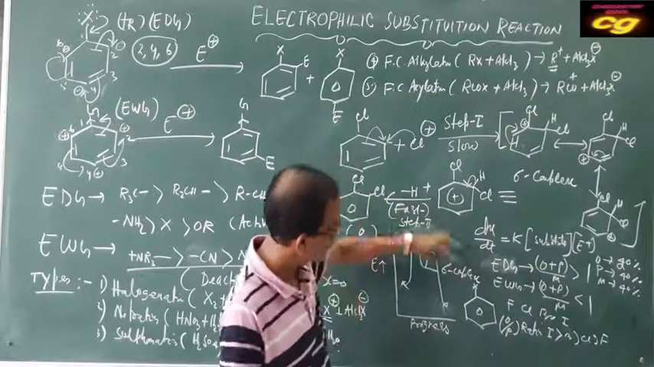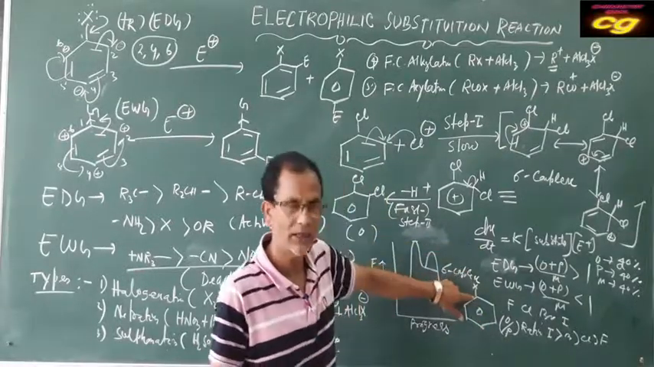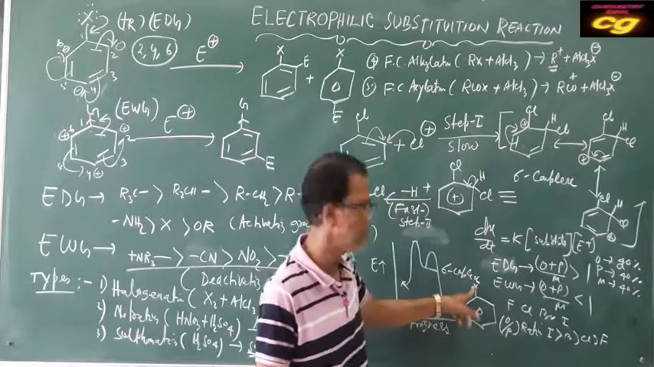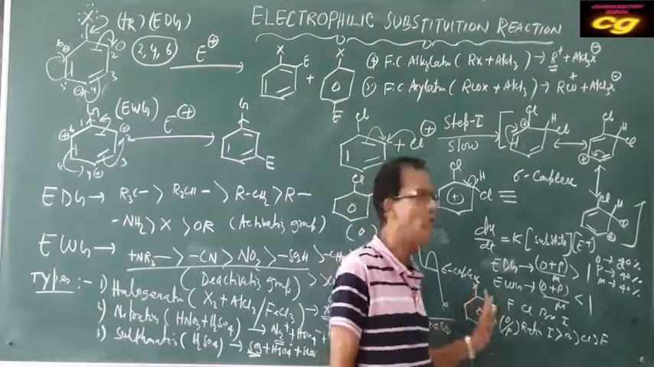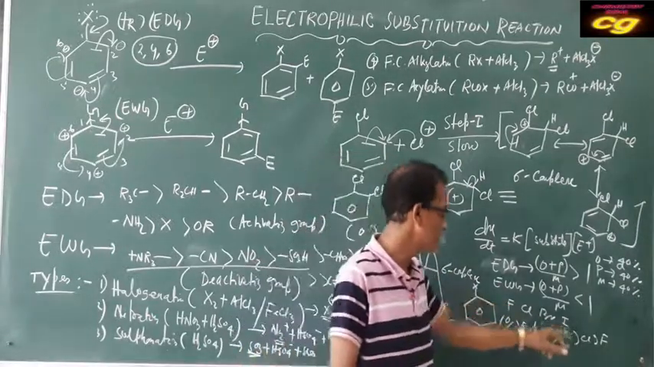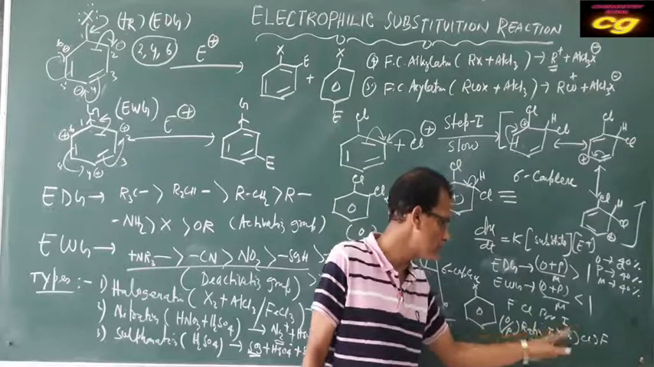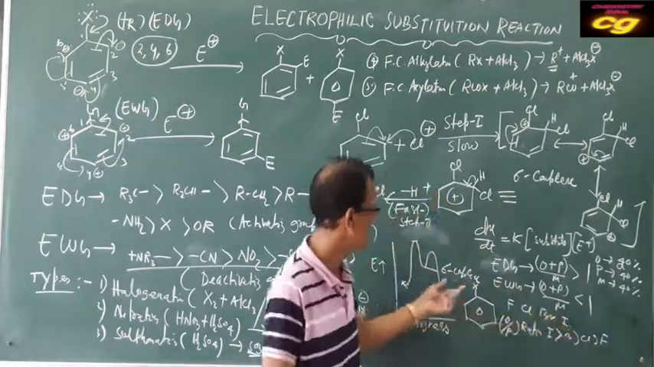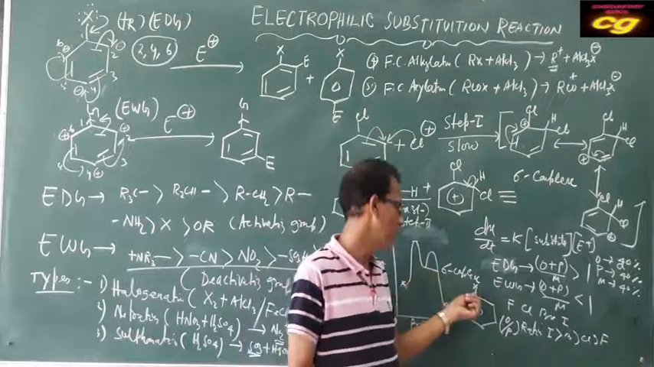That means if iodine is substituted, then the percentage of ortho will be more. If chlorine is substituted, then the percentage of para will be more, because it depends upon the nature of the group. As here, if you see, iodine is large in size.